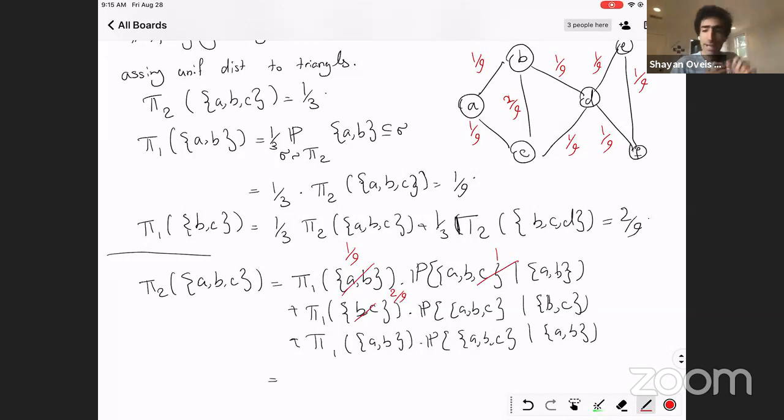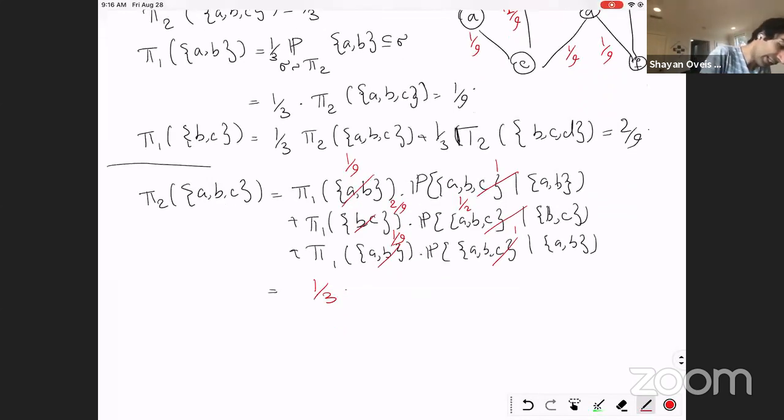The edge BC. Now, if you choose BC, there are 2 triangles which contain BC. You choose one of them with probability proportional to its weight, pi2. Because the weight on triangles is uniform, you choose one of them uniformly. So this guy would be 1/2. And similarly, this is 1/9 and this is 1. So you get back 1/3.